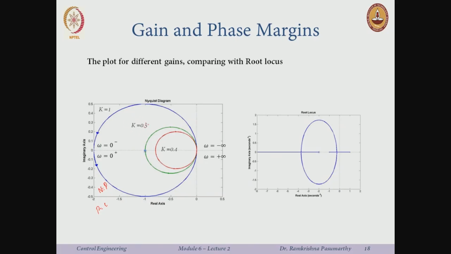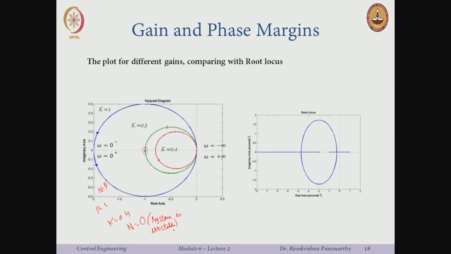Then I come down here. I say, k equal to 0.5. Well, I am just here, just at the point -1 plus j0. Now k equal to 0.4. What happens? What is the number of encirclements of -1 plus j0? If I take this direction, there is no encirclement of -1 plus j0. So n equal to 0. Therefore, the system is unstable. Okay, what is happening here?